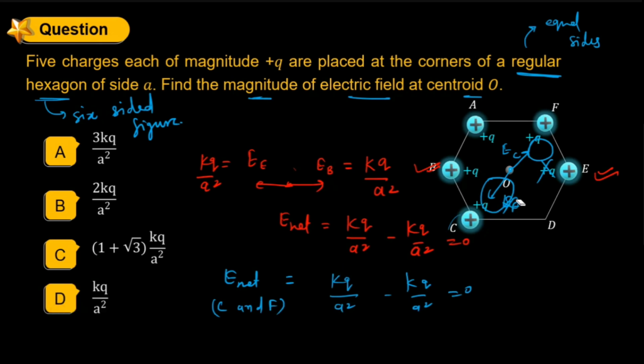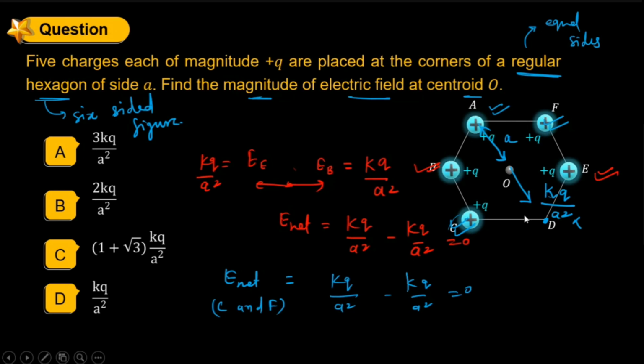So out of the five, because of the two pairs, CF and BE, there is no field. So there must be some field because of A, because in the opposite direction of A, there is no charge. The field must be in this direction, and its magnitude is going to be kq by a square, as the distance between the charge and the point is a. So kq by a square, option B is going to be the correct one.